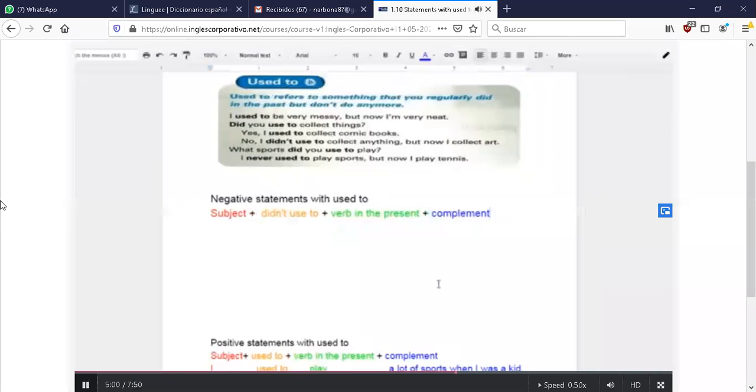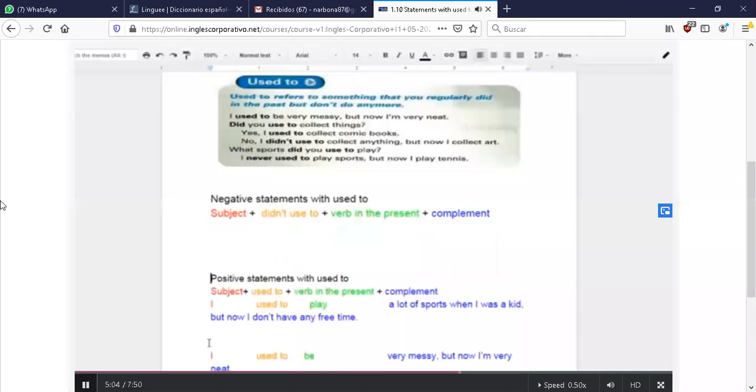Now let me present the negative structure. Let me present how we're going to make negative statements. Previously we learned that we can make positive statements with used to. Now we're going to talk about negative statements. The only thing that's going to change in our previous structure is that we're going to include didn't.